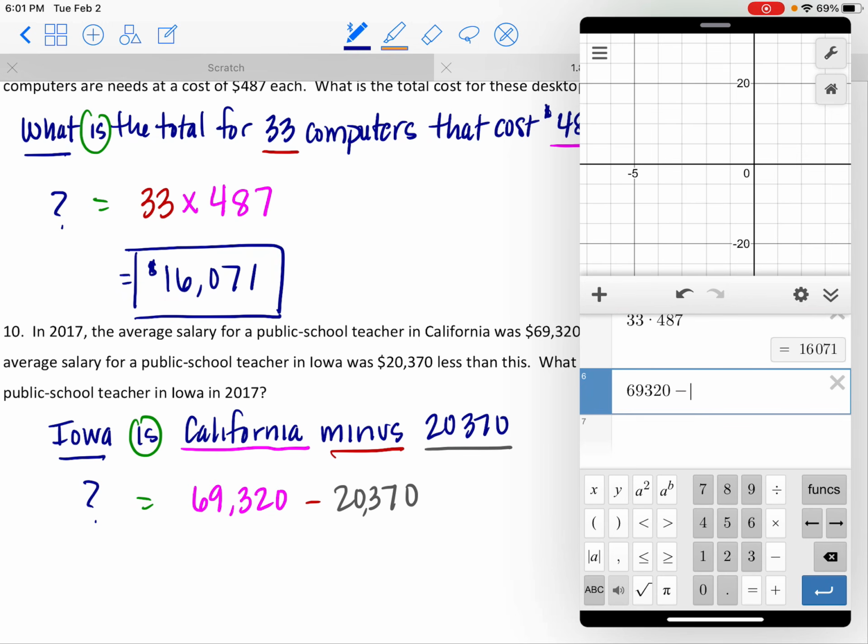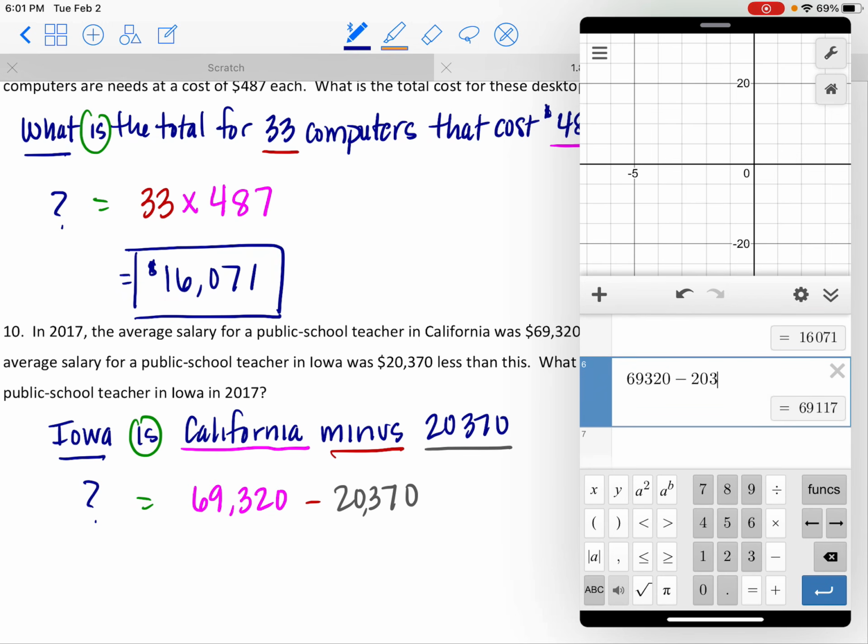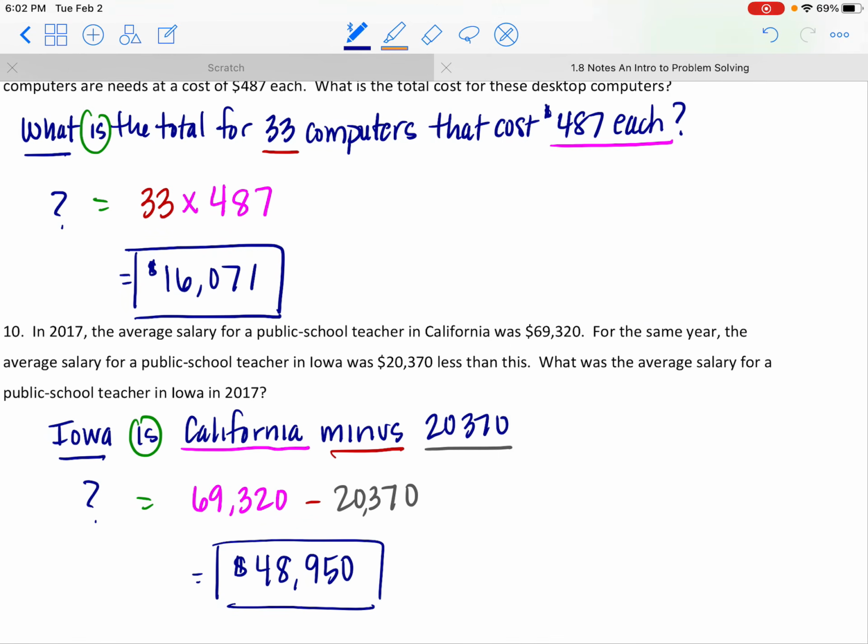69,320 minus 20,370 is 48,950. So that was the average salary in Iowa. Okay, it was $20,370 less than it was in California. And I would have ballparked, right? If it was about 69,000 in California minus about 20,000 less in Iowa, this is about 49,000, which is pretty close to what we got. So that process of estimating could be helpful just to make sure you're getting to a reasonable answer.